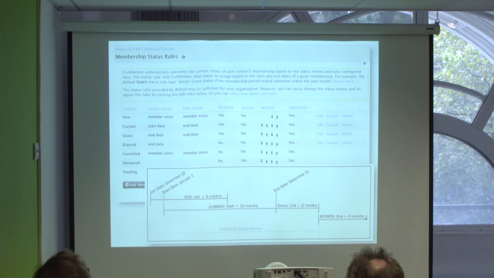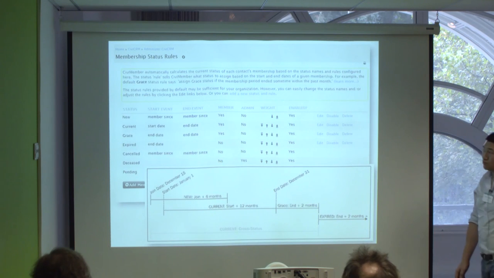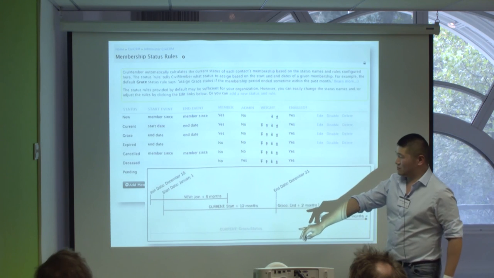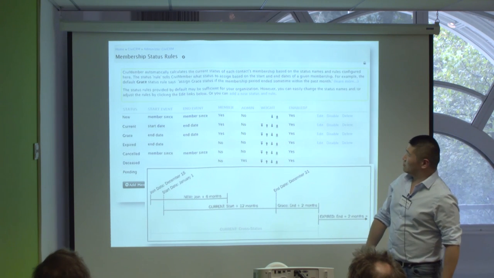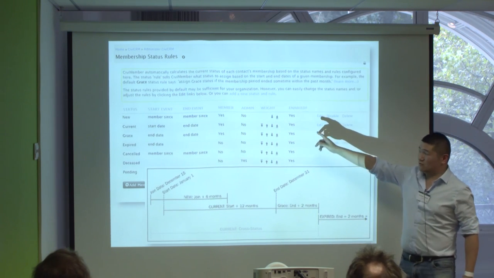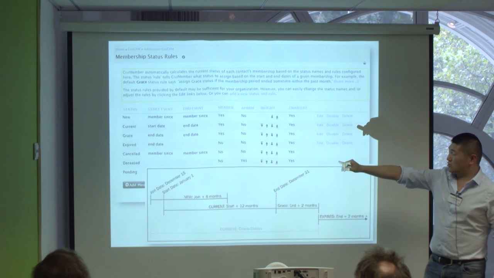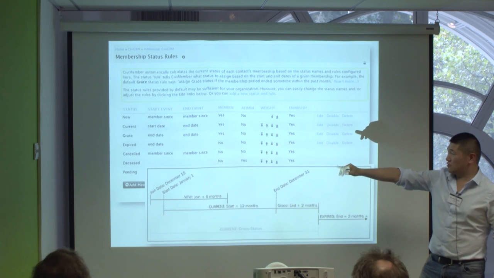Okay, so each membership that is stored against your contact record will also have a status, and I'm just going to explain to you the different statuses and what that actually means. So you've got one which is new, and you can configure for how long they're new. Usually it's 30 days. Then there's a current membership. After that period, they become a current member.